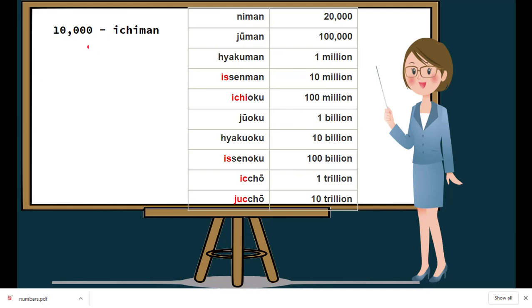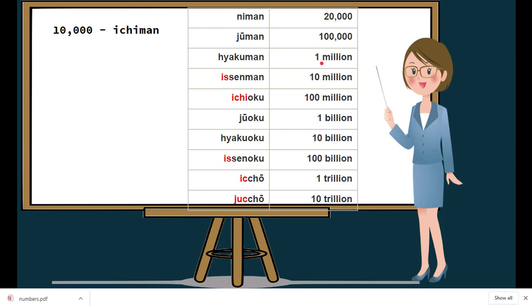This time I'm going to introduce to you higher form of numbers. So 10,000 is ichiman, 20,000 is niman, 30,000 is sanman, 40,000 is yonman, 50,000 is goman, 60,000 is rokuman, 70,000 is nanaman, 80,000 is hachiman, 90,000 is kyūman, and 100,000 is jūman.